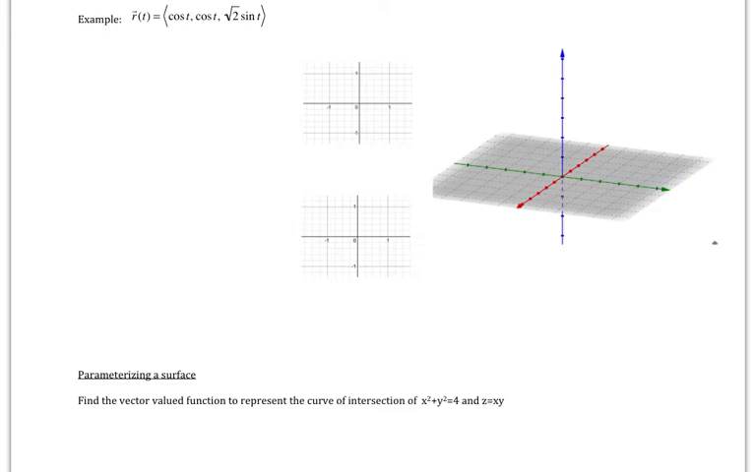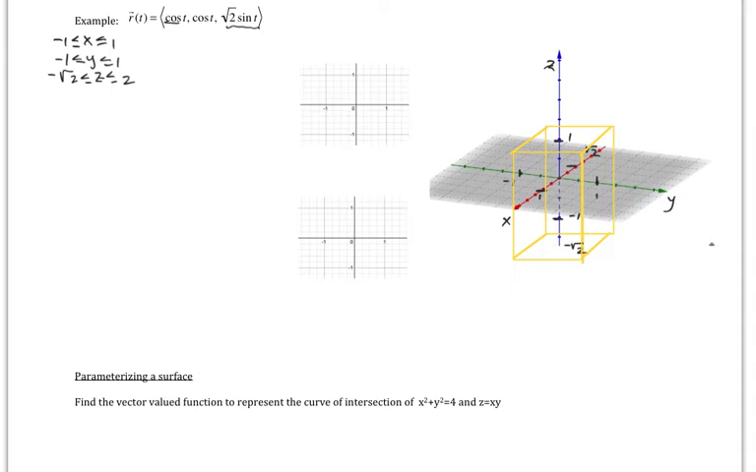One thing that's worthwhile to notice from the start is because we know that cosine and sine go between -1 and 1, this tells me that x is between -1 and 1, since x is cosine. Y is between -1 and 1. And z is between -√2 and √2. So our graph is only going to reside, again, front and back 1 unit, left and right 1 unit, and up and down square root of 2 units. So the curve is in here somewhere.